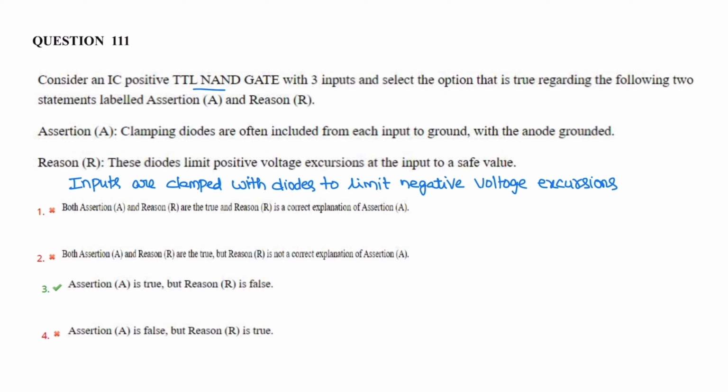Next, the reason: these diodes limit positive voltage excursions at the input to a safe value. The reason is wrong because inputs are clamped with the diodes to limit negative voltage excursions. In the assertion they have given positive voltage. So the assertion is correct and the reason is wrong. The correct option is 3.